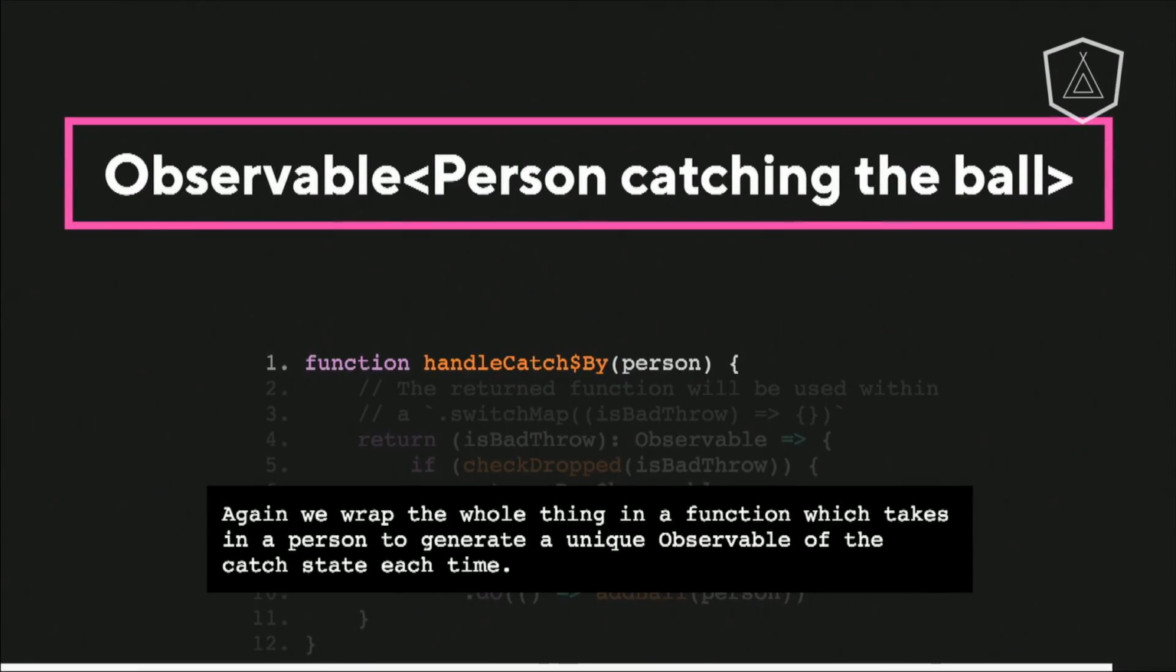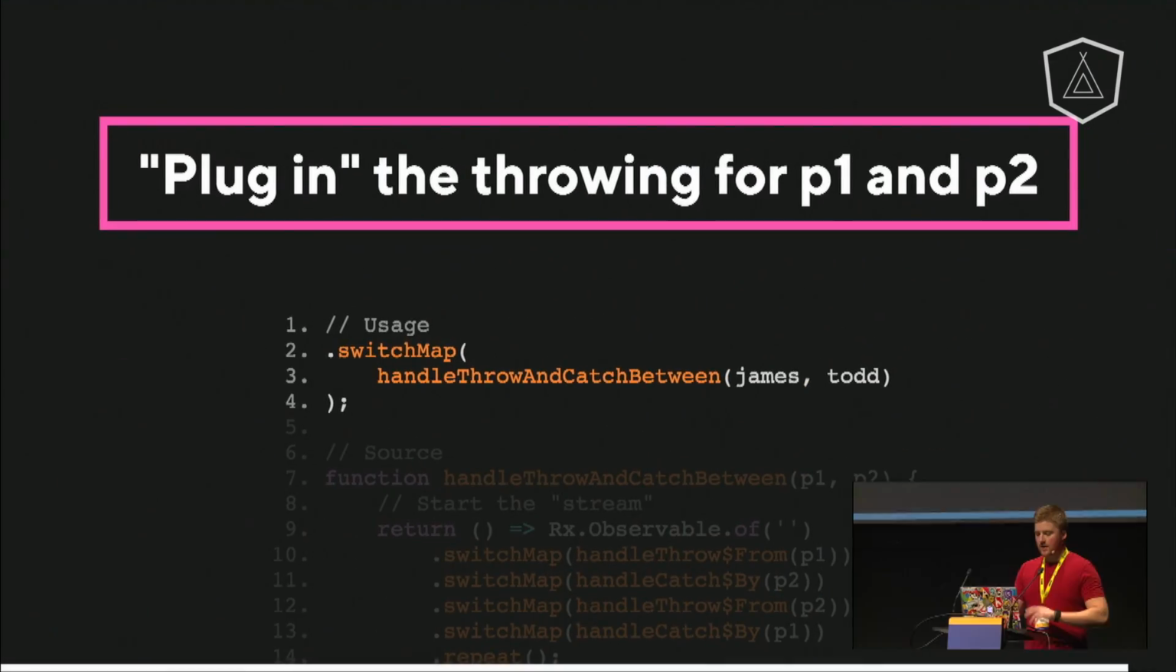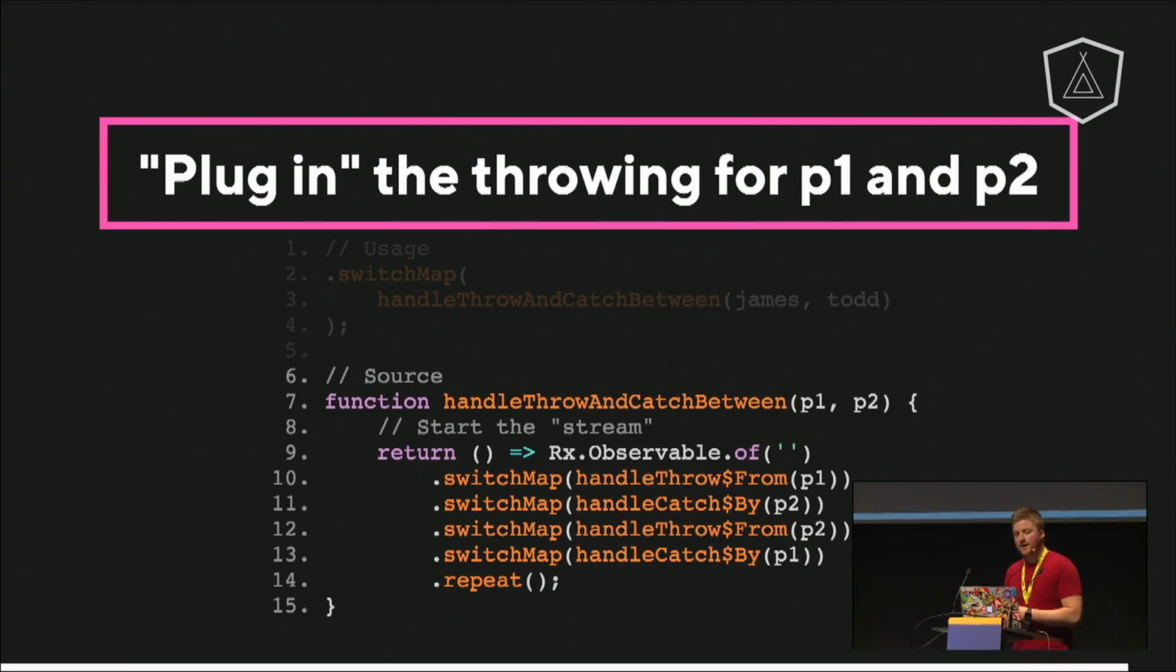So all we're going to do, just like with the throw, is wrap it in a function so we can pass in that person, so that we don't have to duplicate the code between Todd and I. We can just pass in a person. And so we have our function, which will take in our isBadThrow and be used inside of a switch map, because the only thing we need to worry about in a switch map is returning an observable. So we're returning an observable from both of our different values, one that errors immediately, one that doesn't. And then all we need to do is plug in the catch functions. So we have handle, throw, and catch between, and we have throws, catches, repeat.